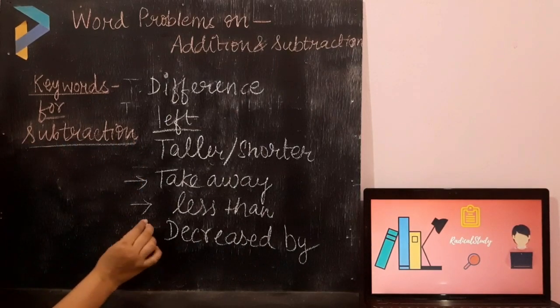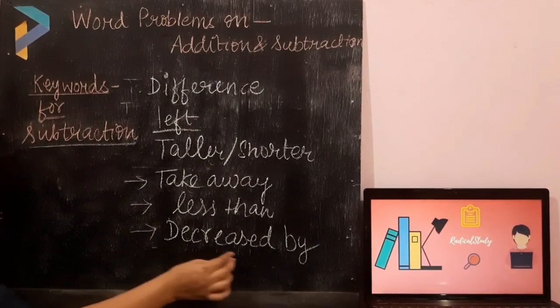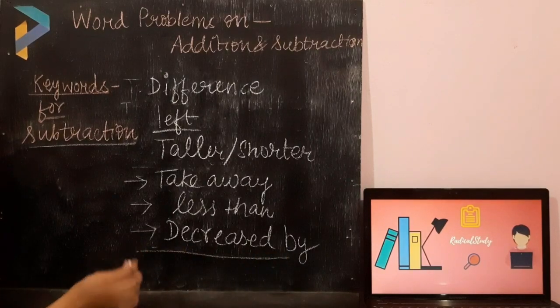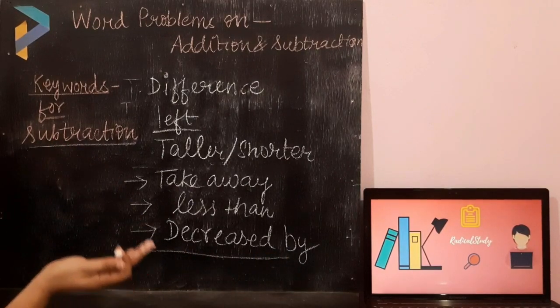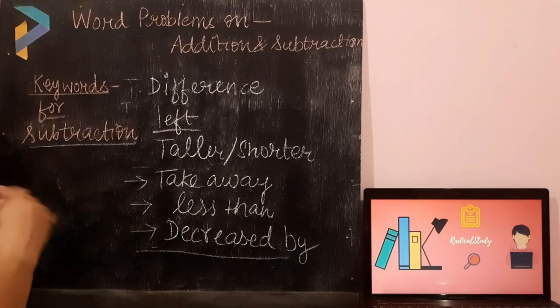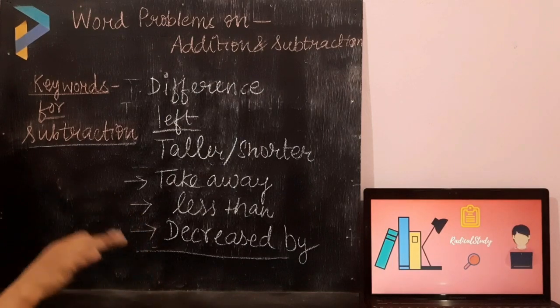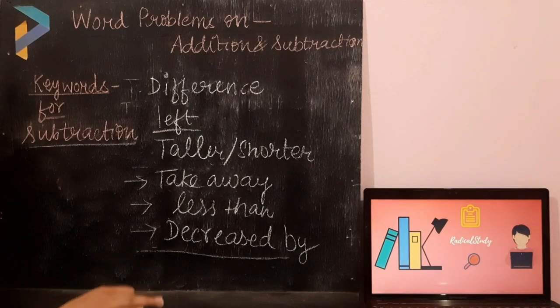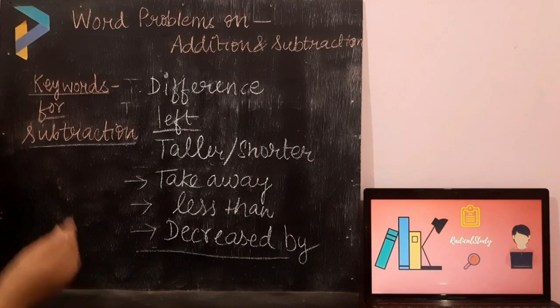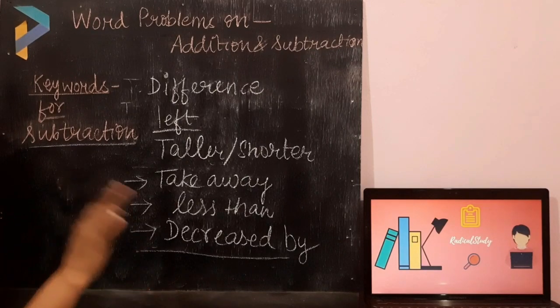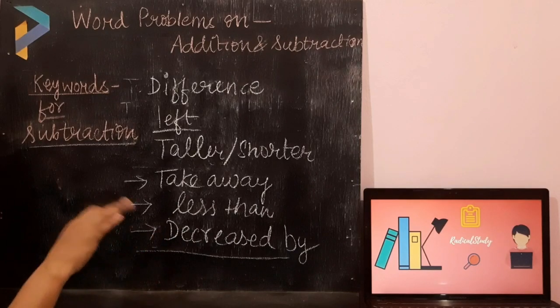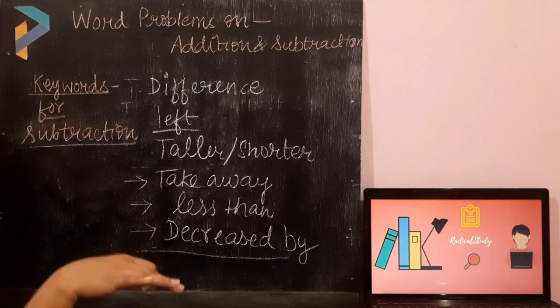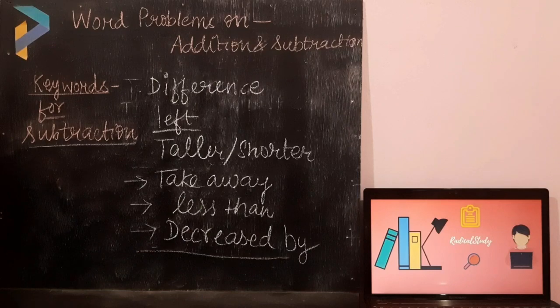Now the next term which can be used is decreased by. A tank was holding 1 liter 200 milliliters of milk, out of which the student has taken 500 milliliters of milk. So the quantity is decreased by how much? Then what will you do? You will subtract. So these types of keywords are used in the problems of subtraction.